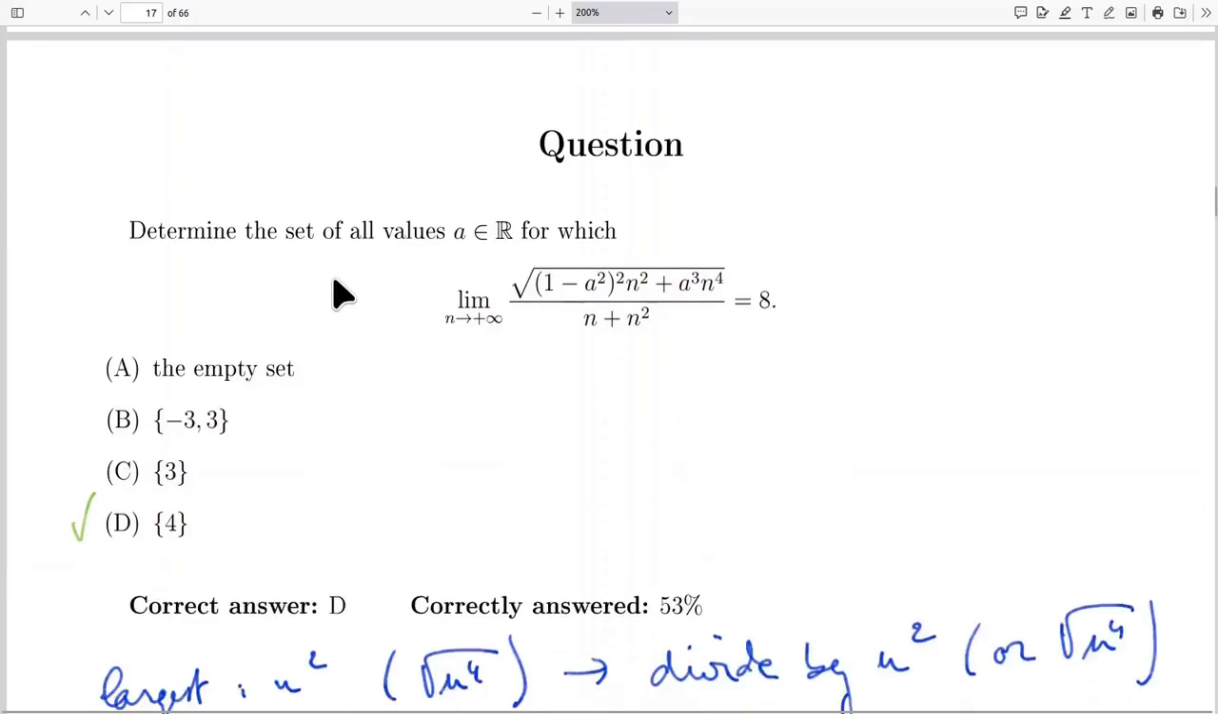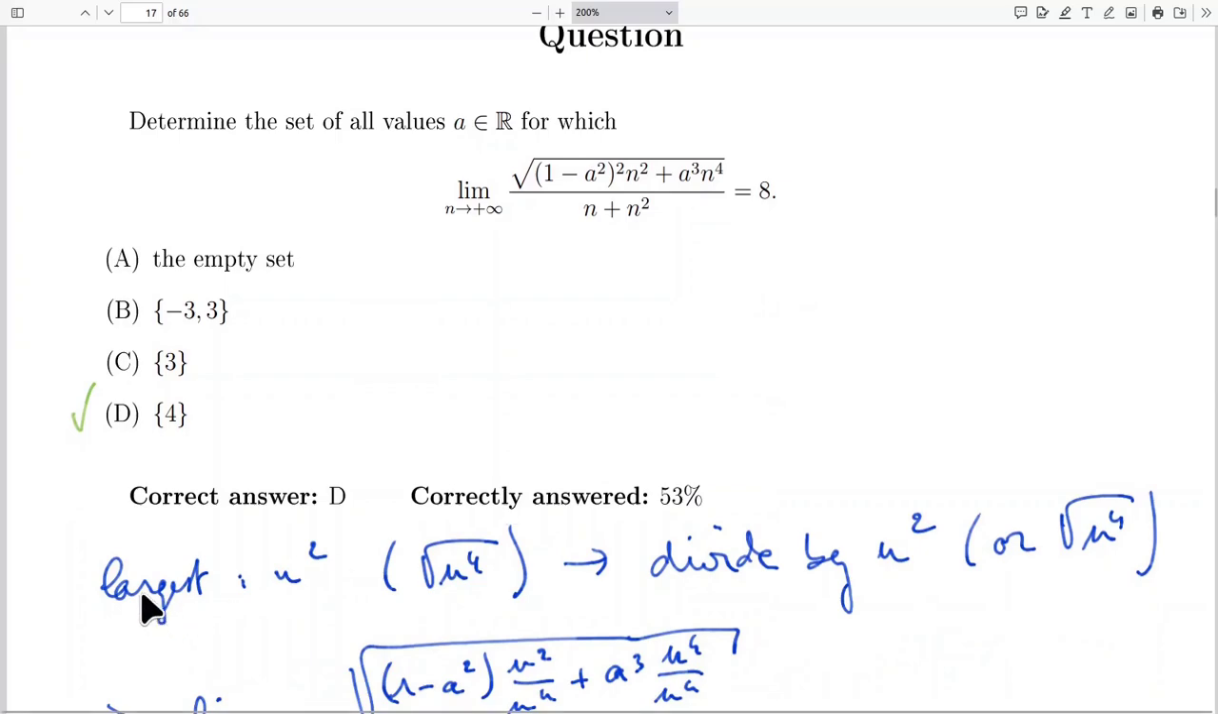So the question is: determine the set of all values a, an element of R, for which the limit of n going to plus infinity of the root of (1 minus a squared) times n squared plus a to the third times n to the fourth, all over n plus n squared, equals 8.